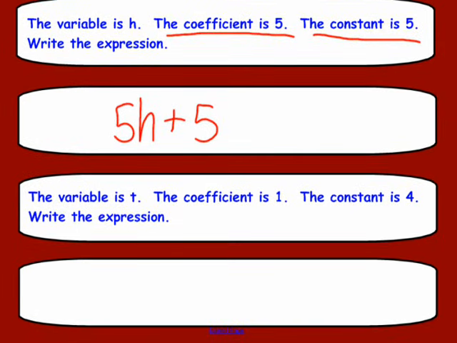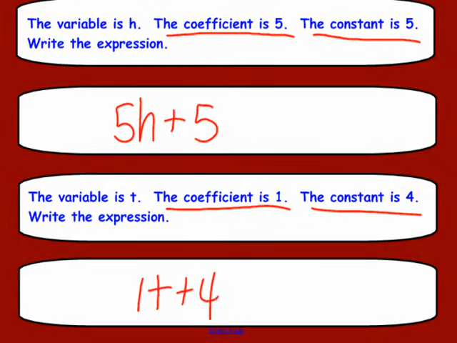The variable is t. The coefficient is 1. Now you can put a 1 there if you want. You don't have to. The constant is 4. So the expression for that example would be 1t plus 4, or just t plus 4. Either one of those is fine. So that's just a little vocabulary that we'll be using in algebra this year.